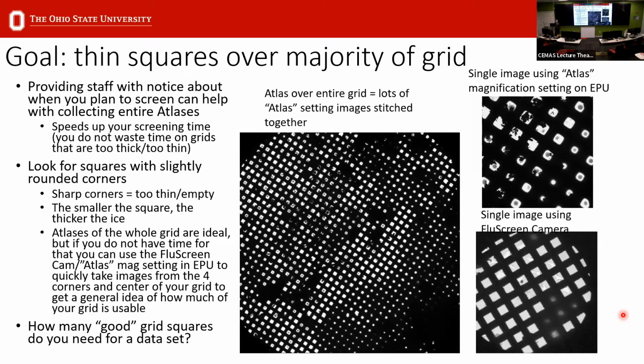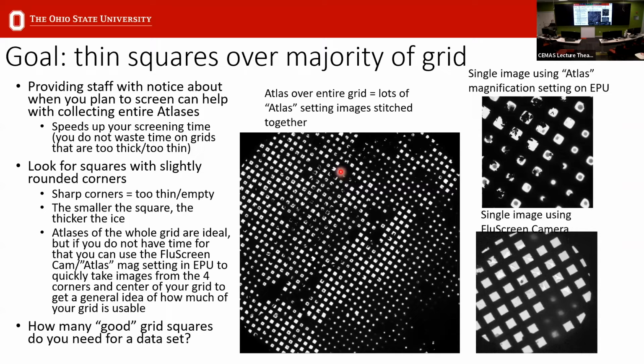So even if you can't collect full atlases, the next best thing is to spend time looking over the entire grid. Don't screen on just one section of the grid. To quickly screen through your whole grid, you can use the freeze screen and the stage square function and just double click to move the stage around. And I usually take low magnification images of the top, bottom, left, right corners and the middle. And that gives me a pretty good overview of whether my blotting conditions are good or not.